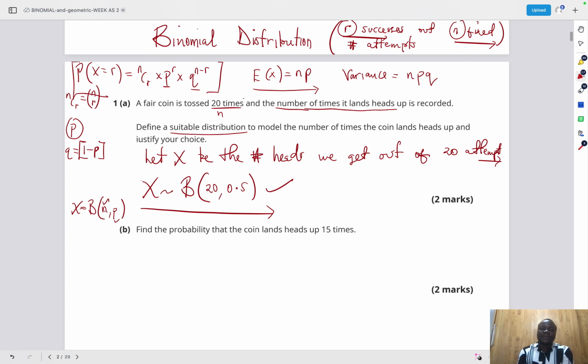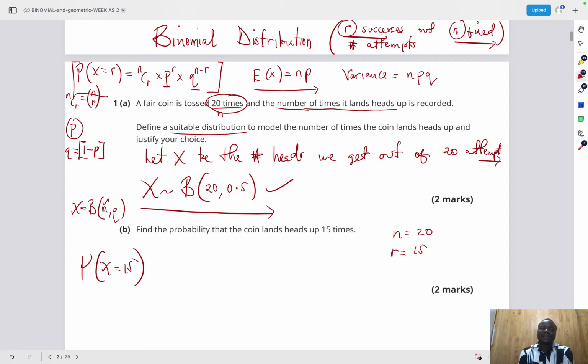So now here we've been told that there's 20 attempts. Our n is 20 and our r, the number of successes, is 15, and they are saying find the probability that we are successful 15 times. So we know what the formula is. The formula is the probability that x is 15.